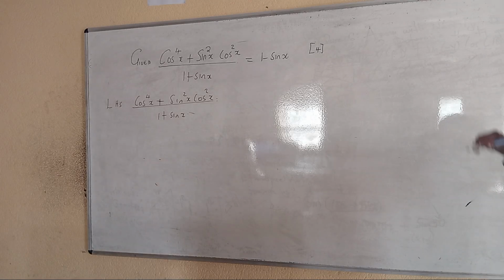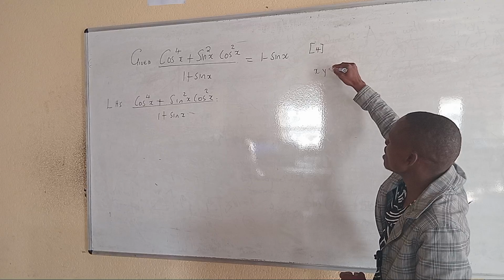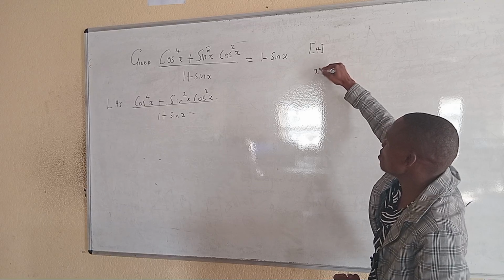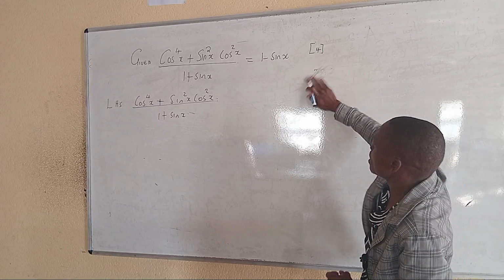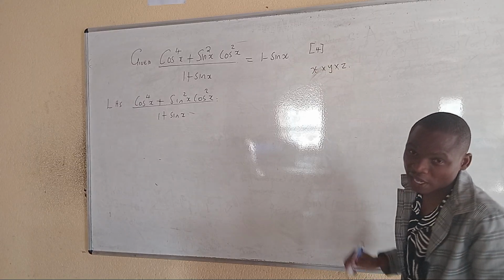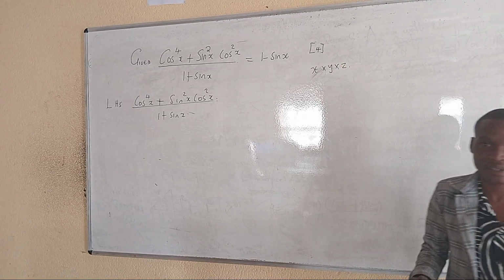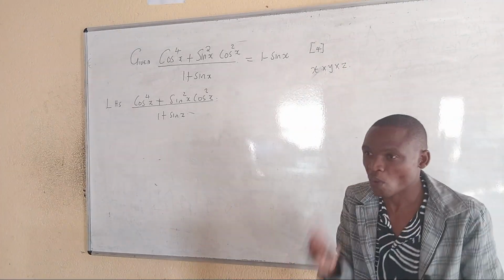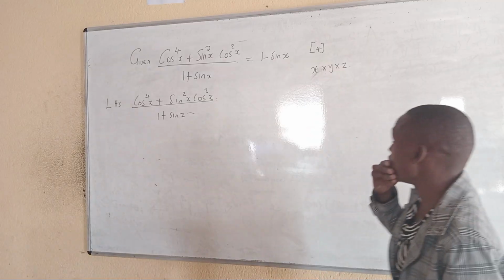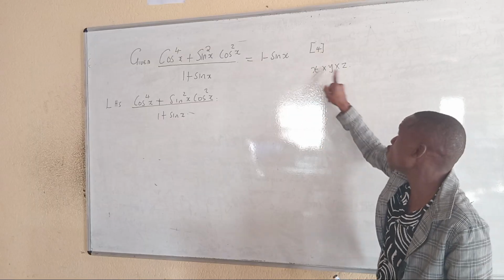In maths, if I give you something like this, we kill it. If I say x times y times z, and I ask you, how many terms are here? The answer should be 1. Multiplication does not differentiate terms. You cannot say 1, 2, 3.